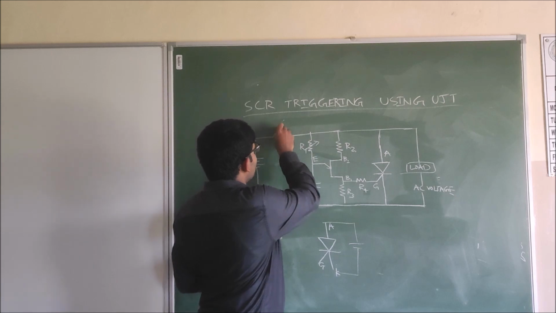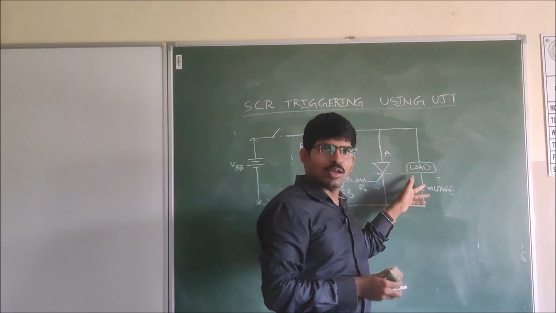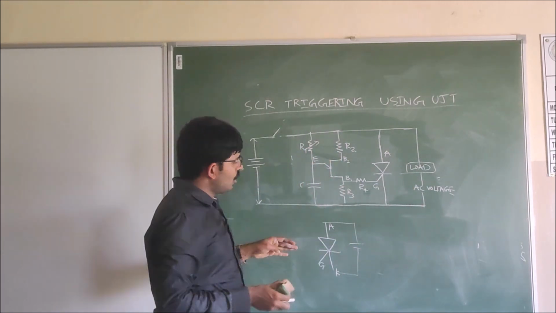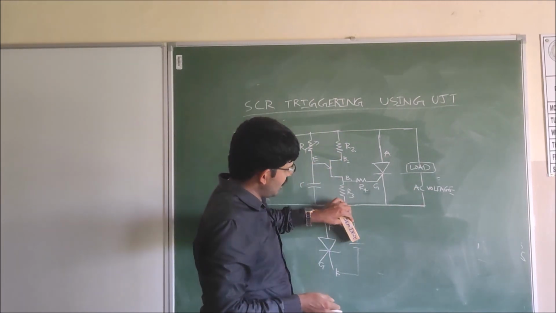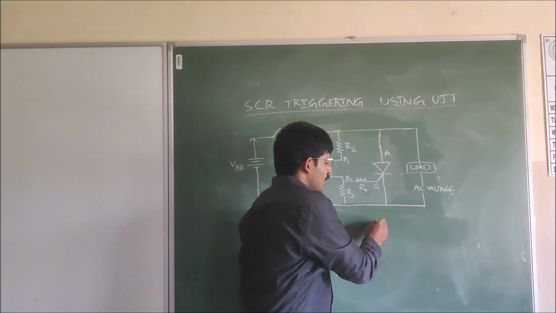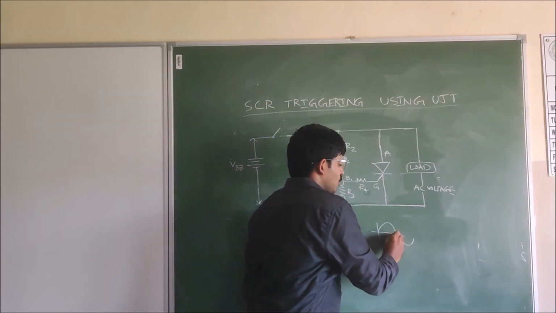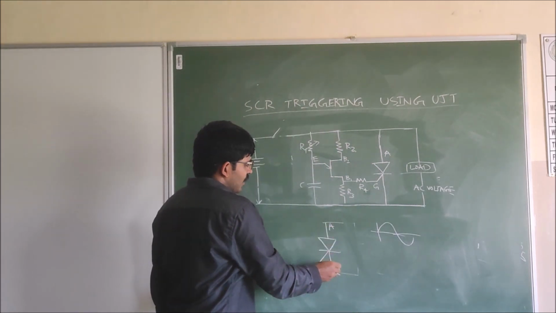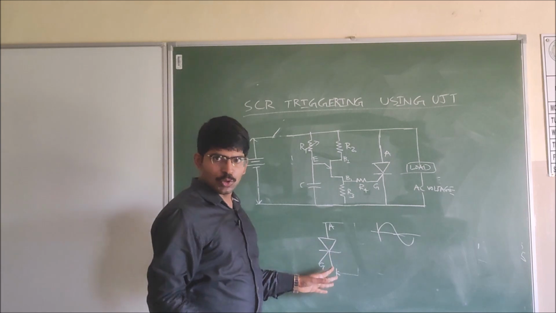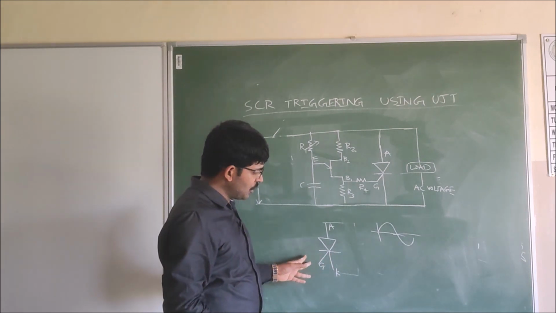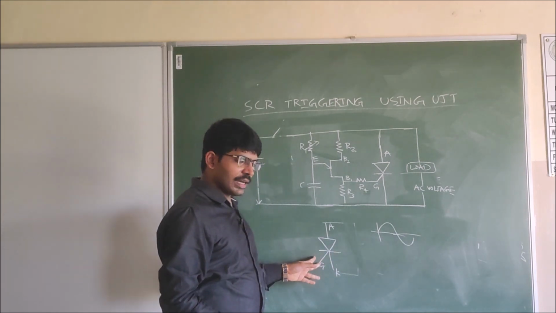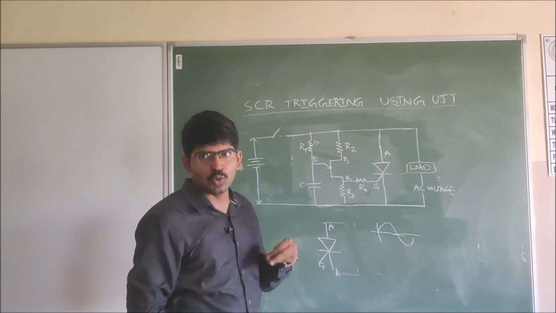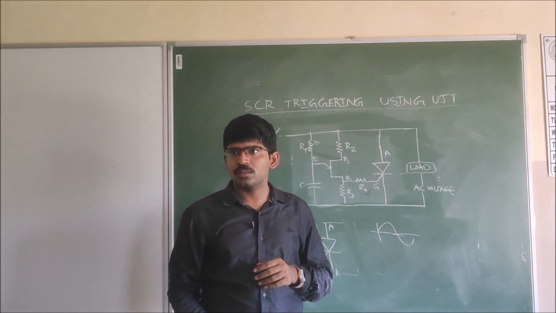For example, from this side we connect a load and AC voltage. So here we are giving some supply. When we are giving supply from anode to cathode, if we give the gate current, then only the SCR will be triggered. Otherwise, we have to give an anode to cathode voltage of 200 volts for the breakover.